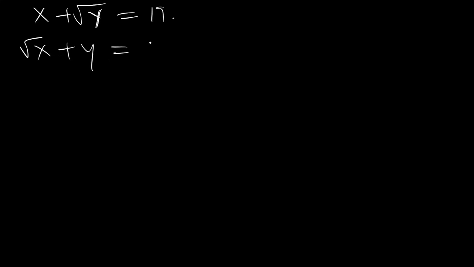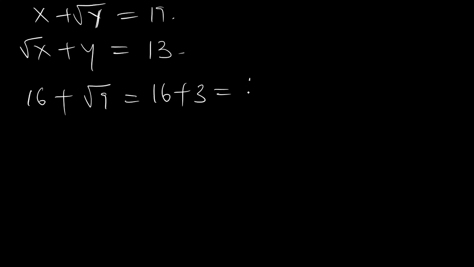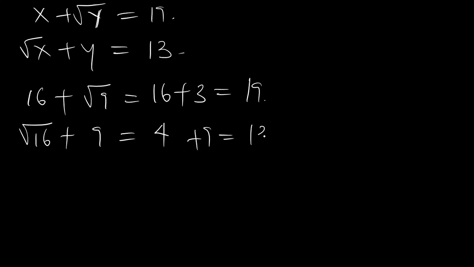So now the first equation was x plus the square root of y equal to 19. Then the other one was the square root of x plus y equal to 13. Now x is 16 plus the square root of 9, you have 16 plus 3, which is equal to 19. Then the other one is the square root of 16 plus 9, which is 4 plus 9, which is 13. So that is the final solution.